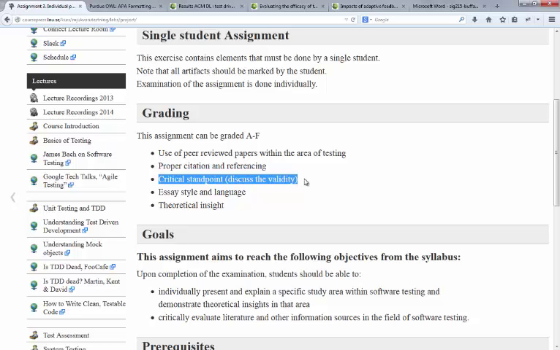You say that, okay, they have a good validity discussion, and I find their claims to be valuable in this area, but not in the other area, something like that. And also, I will judge the essay style and language. So I want you to write proper Swedish or proper English.